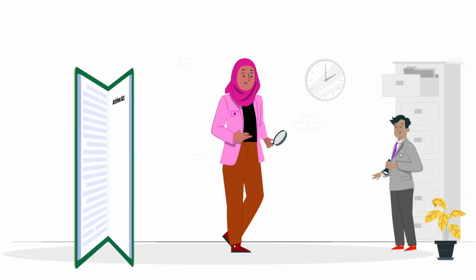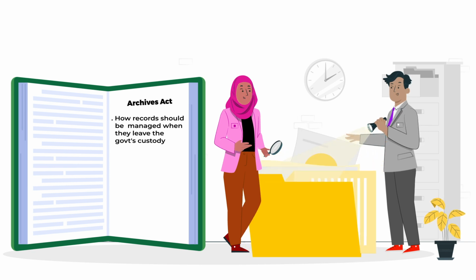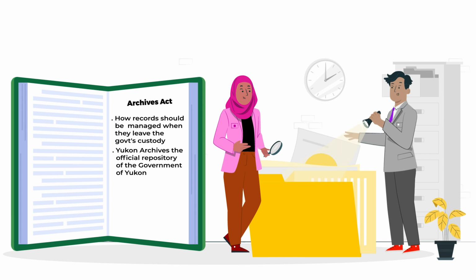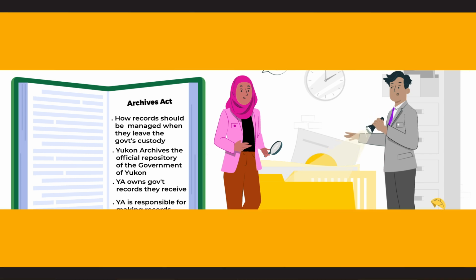Another important component is the Archives Act. This act grants authority to the Yukon Archives to take possession of government records and maintain them for public use. This act also has a broad scope, but mostly affects records officers.